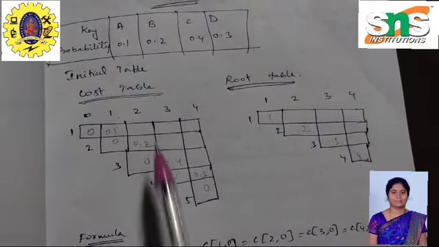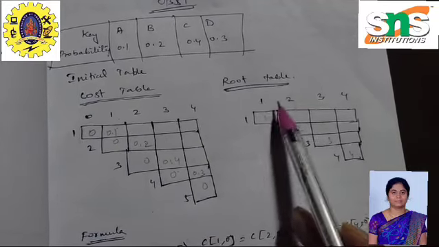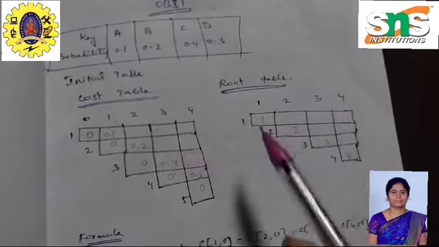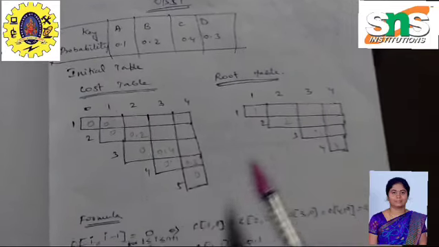So we have 4 nodes. The cost table should start from 0 and the root table should start from 1, and both end at 4, and you are supposed to number from 1 to 5. Here it is 1 to 4.